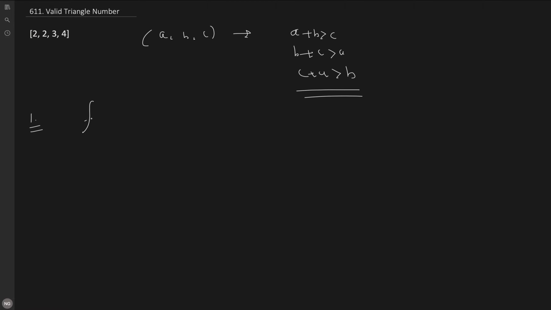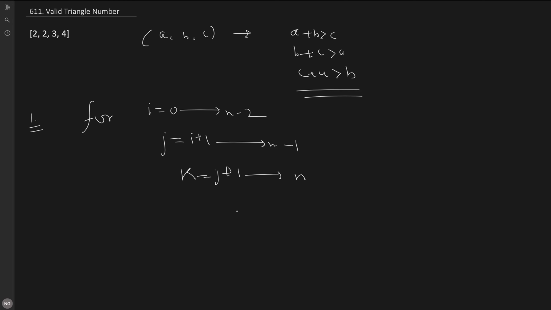We can loop with three for loops: i from index 0 to n minus 2 first, then the second, j from i plus 1 to n minus 1, and the third, k from j plus 1 until n. Once we run these three nested for loops, we will get all the possible triplets.